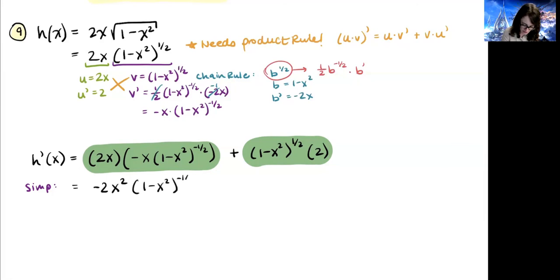And then we'll just leave that (1 minus x squared) to the negative 1/2. Then the 2 at the end there is normally rewritten in the front.